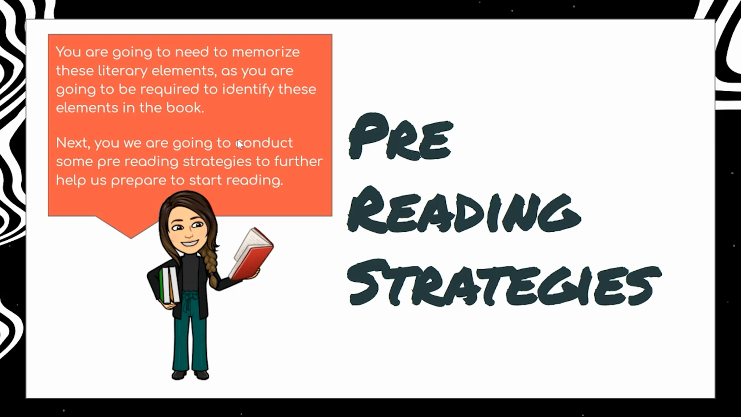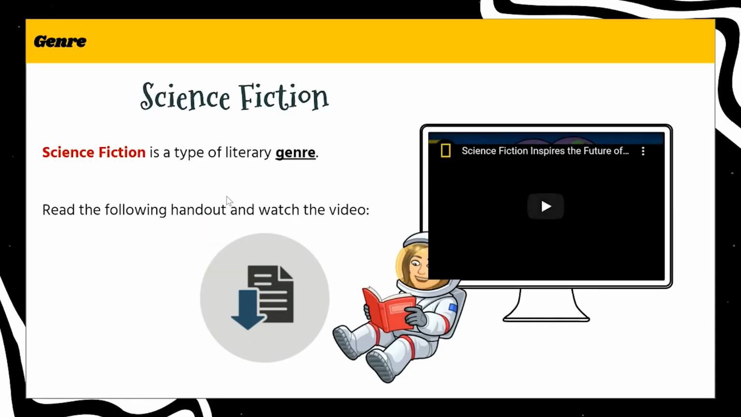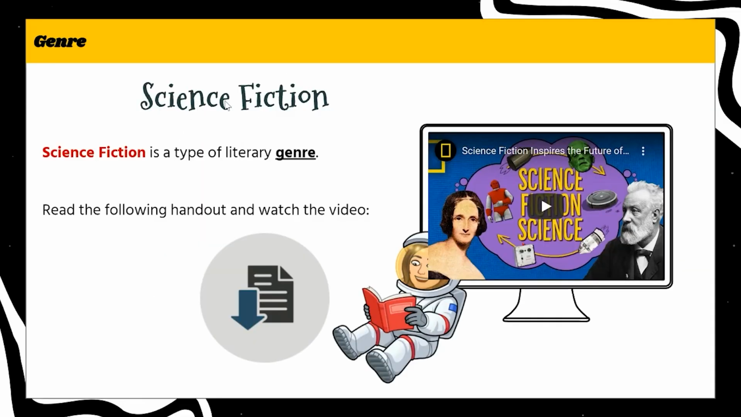So features help us prepare to start reading. Here, strategy to feature. And for example, here science fiction. Science fiction is a type of literary genre. For example, Avengers is a science fiction movie.